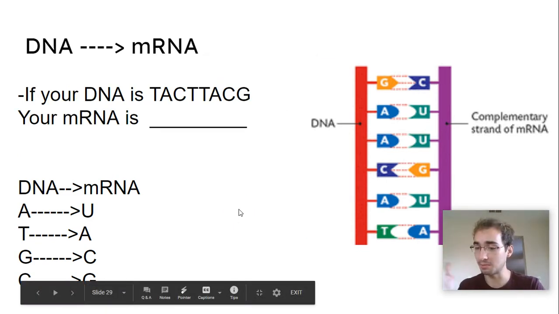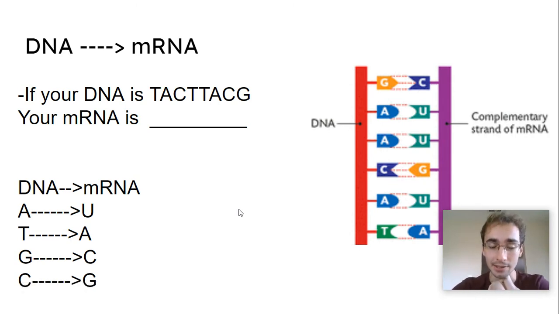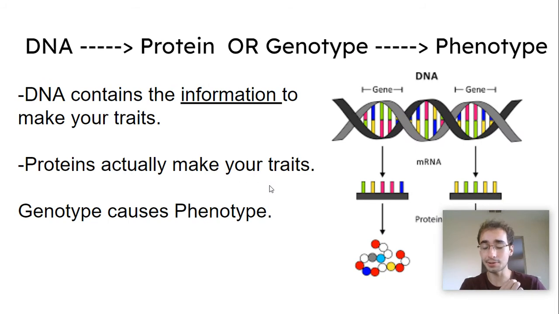So we're going to do a little sample problem. If your DNA is TAC-TTACG, what is your mRNA? Using those rules, you should realize that T will pair with an A, A will pair with a U, C will pair with a G. T's go to A's, A's go to U's, C goes to G, G goes to C. Yep, moving on.